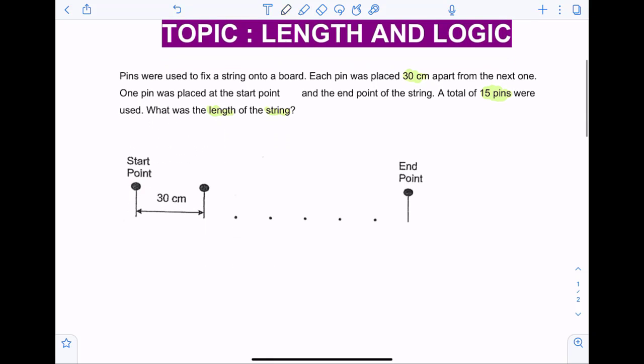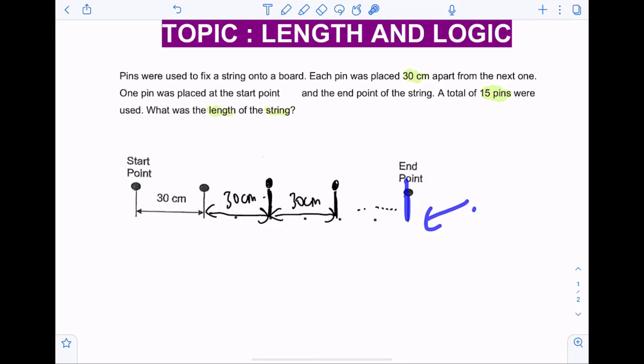Okay, so let's draw a few more pins to have a better visualization about this problem. So let's draw a third one here, fourth one here, and there are more in between. Okay, so between the first and the second, 30 cm. So basically in each gap it covers 30 centimeter. Alright, so from here to here also 30 cm and so on until you reach the 15th pin. Okay, so 15th pin, that will be the last pin already.